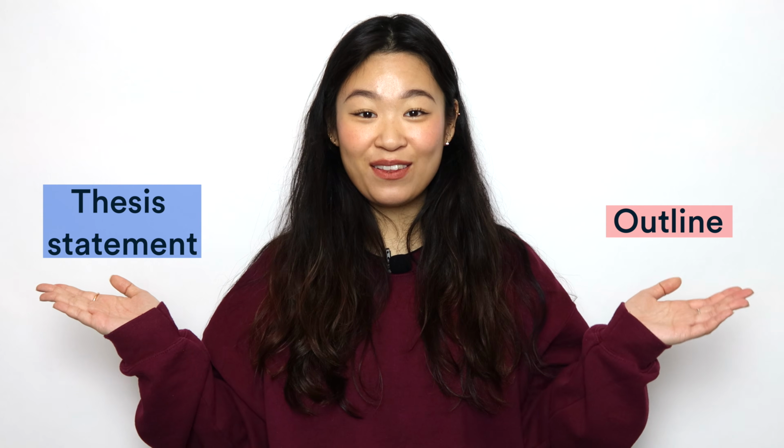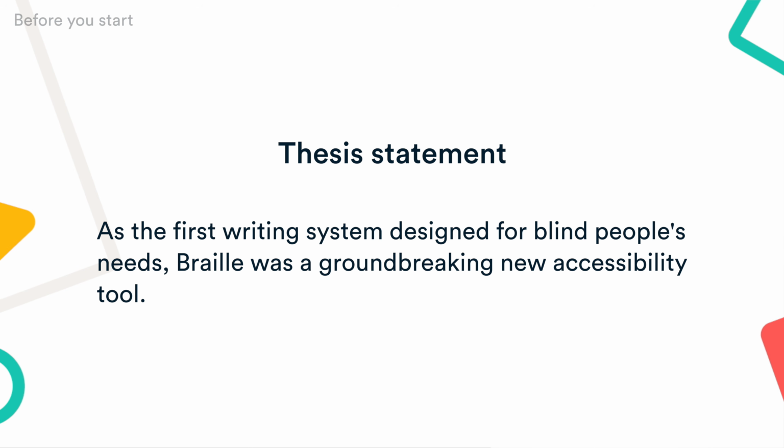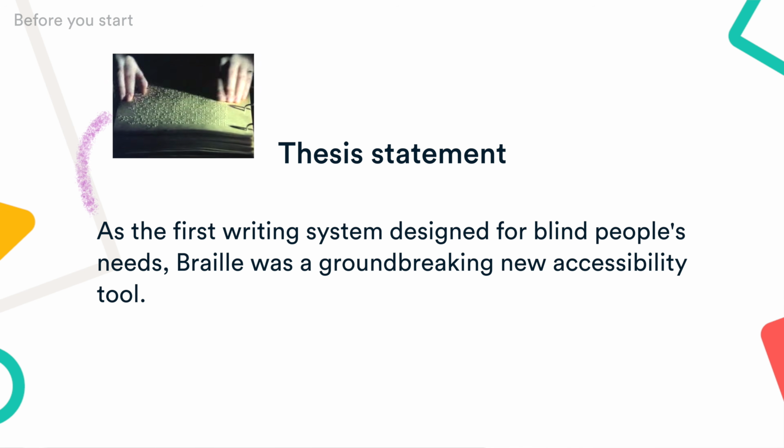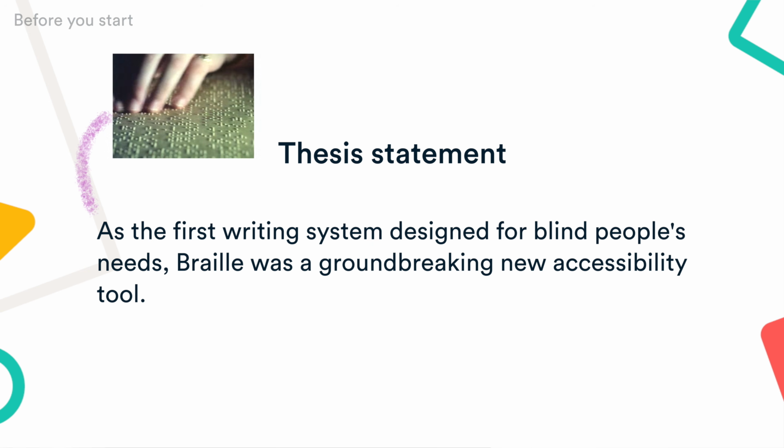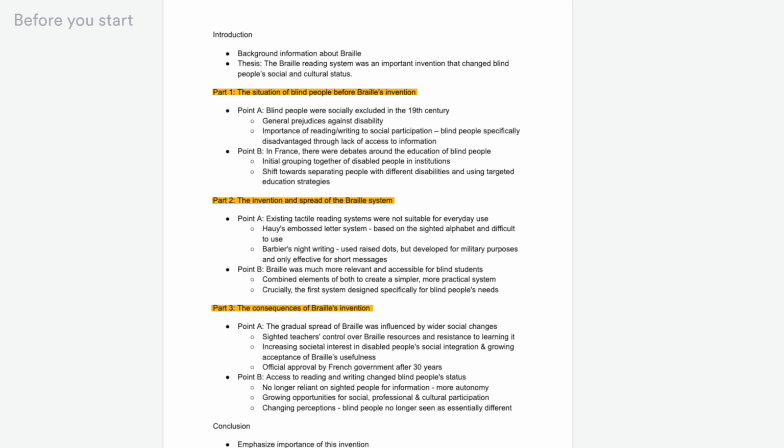Before you start writing the main body of your essay, you need two things: a thesis statement and an outline of your essay structure. Here's the thesis statement for our example essay about Braille, which appears in our introduction paragraph. As the first writing system designed for blind people's needs, Braille was a groundbreaking new accessibility tool. And the outline sketches out the main ideas you'll cover. It helps you organize your thoughts and plan the order of information. We also have a video on how to create your essay outline. If you haven't watched it yet, check it out here.